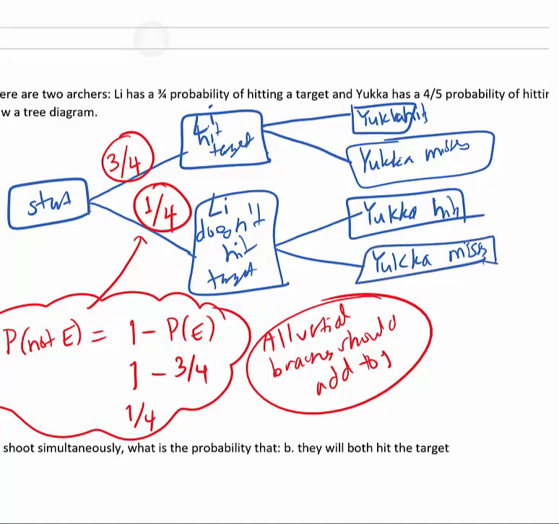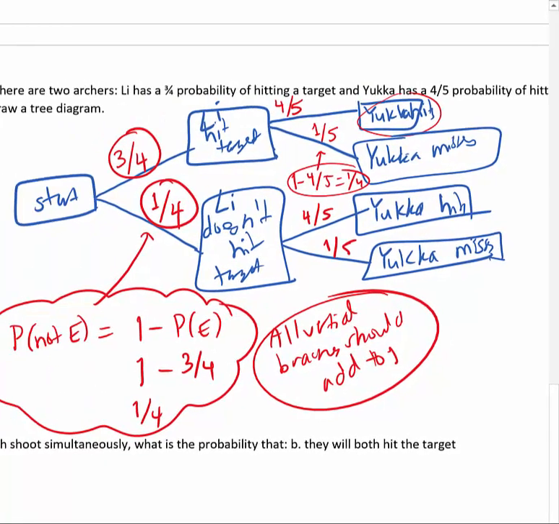And the probability was 4/5 that she hits it. So 4 out of 5 that she hits it. Then what's 1 minus that? 1 minus 4/5 is 1/5. So that's how I figured this one out. It was 1 minus 4/5, same formula as before. And then Yuka hits, we already did that, 4/5. Yuka doesn't hit, that was 1/5. So we've got the tree diagram.